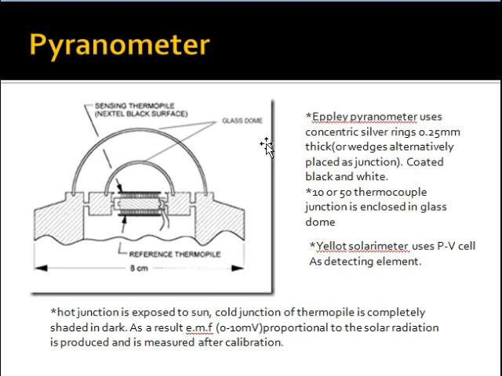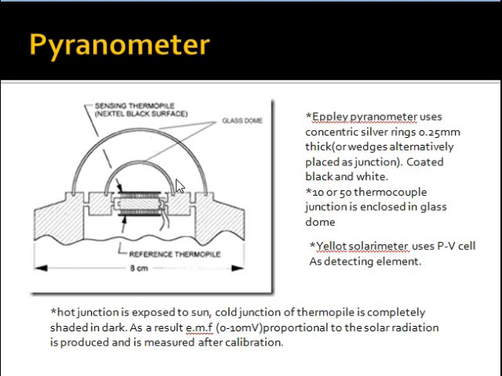The final aim of all these devices is to measure total radiation, that is global radiation, and we can also use them for measuring diffused radiation. For beam radiation we have to use a pyrheliometer. This is a pyranometer. Now, the first device is the Epley pyranometer, and we will discuss the Epley pyranometer.